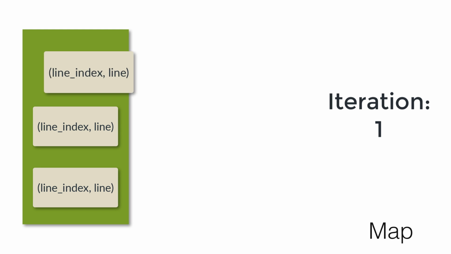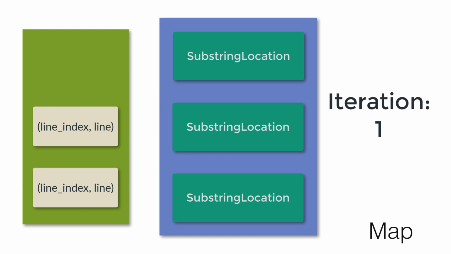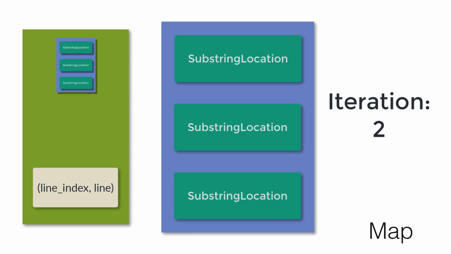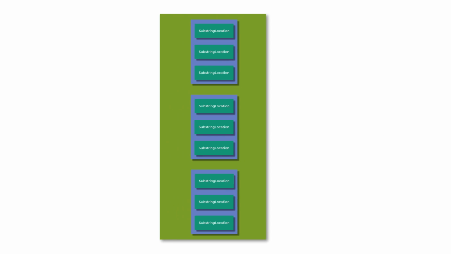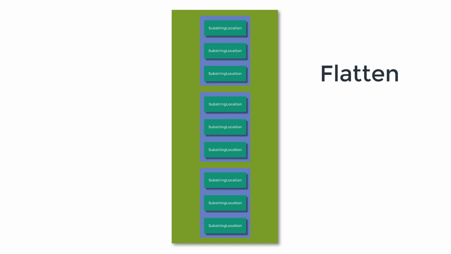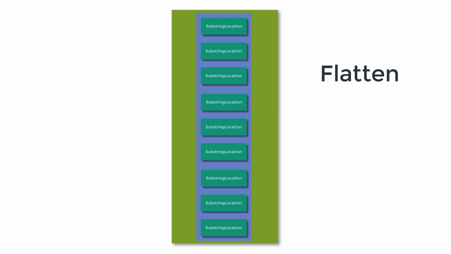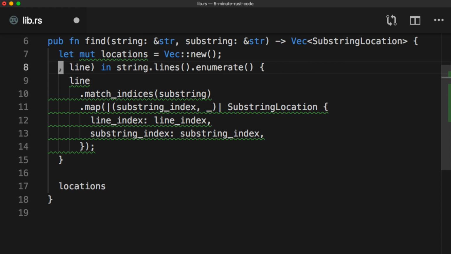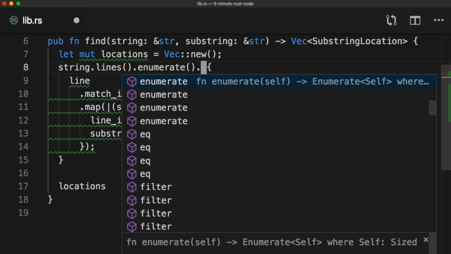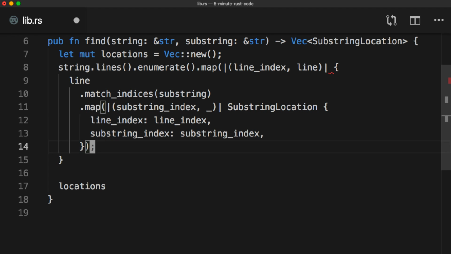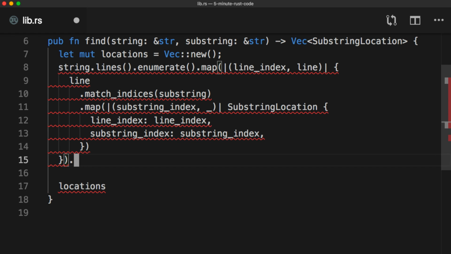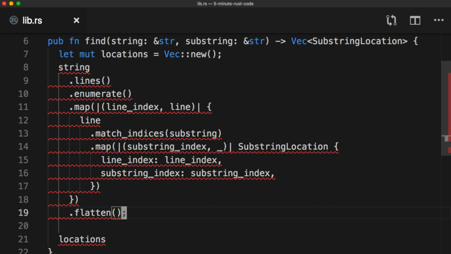What we'd like to do instead is to transform the pairs into iterators of SubstringLocation structs and then keep the iterators around. We can do this by using the map method we're already familiar with. Once we've done that, we'll have a collection of collections of SubstringLocation. The last thing we'll want to do is flatten this collection of collections into one single collection. This is done using the flatten method. Going back to the code, we can make the change rather easily. First, we add the map method to map from our tuples to the collection of SubstringLocations. And then we use flatten to turn the collection of collections into one single collection.